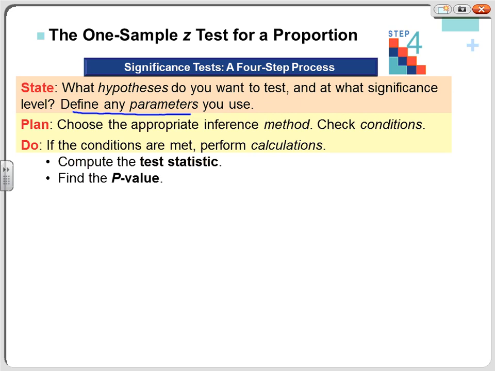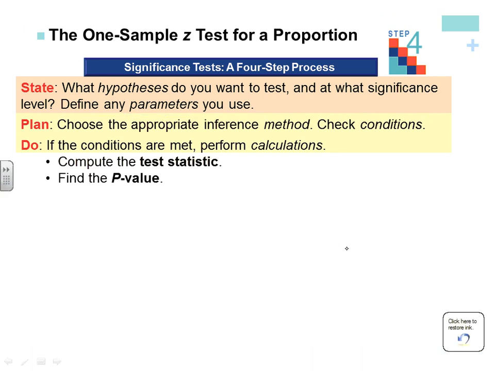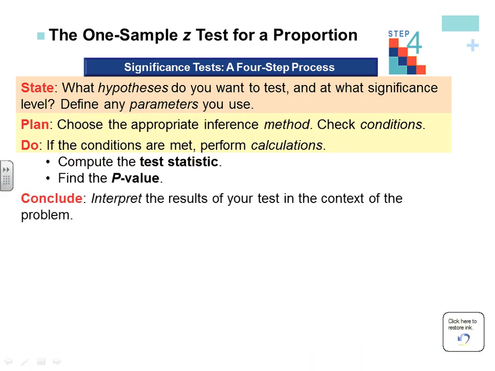Then check your conditions. So check all three conditions: random, normal, independent. And then if the conditions are met, perform the calculations. Compute the test statistic, find the p-value, and then interpret the results in context. Make sure it's always in context of the problem.